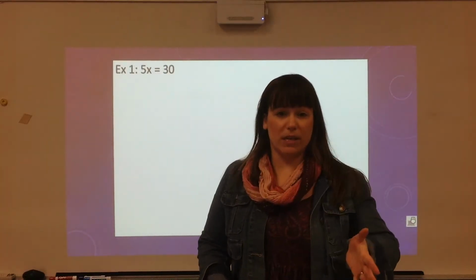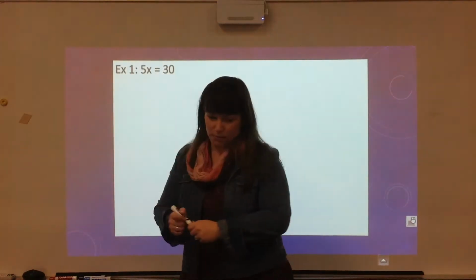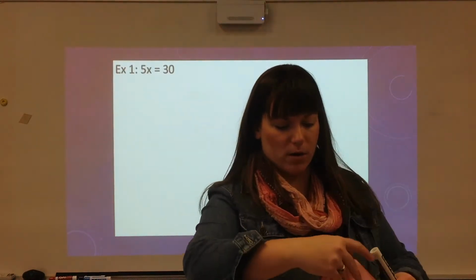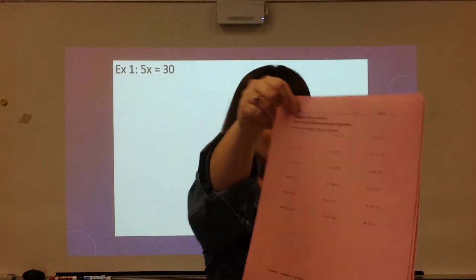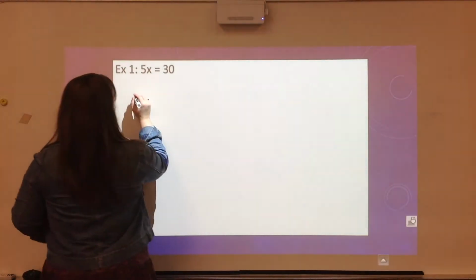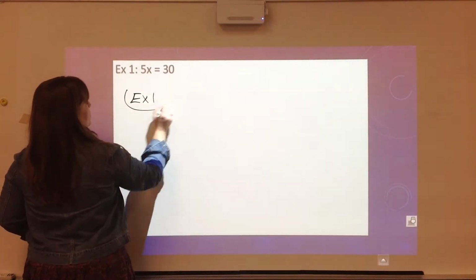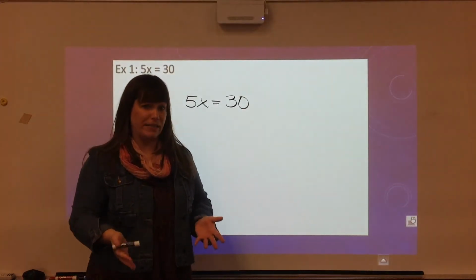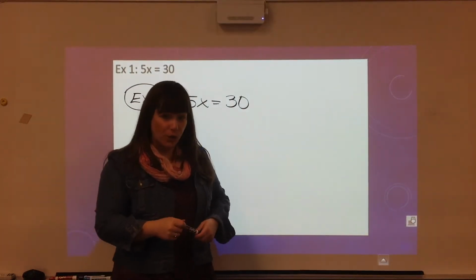Now we're going to move on to multiplication. So I am on the page that says lesson 4, extra practice. That's where I'm getting these from. Example 1 again from this page is 5x equals 30. Write that down first. Now I know you know what x is, but here's how you show it.